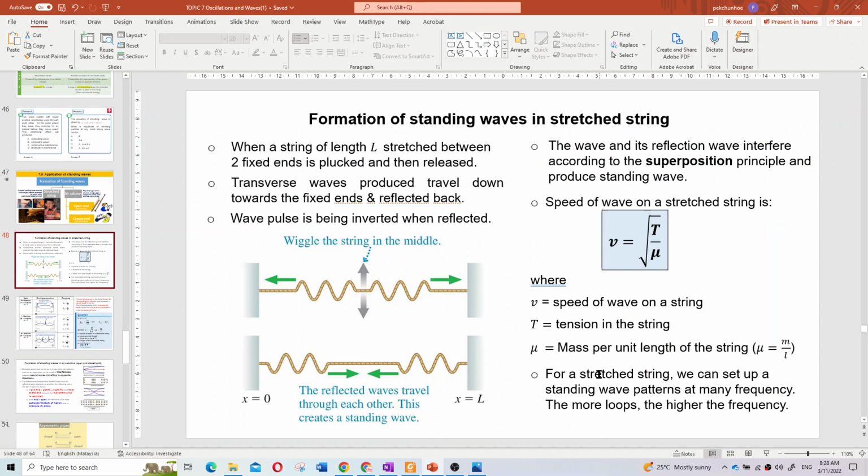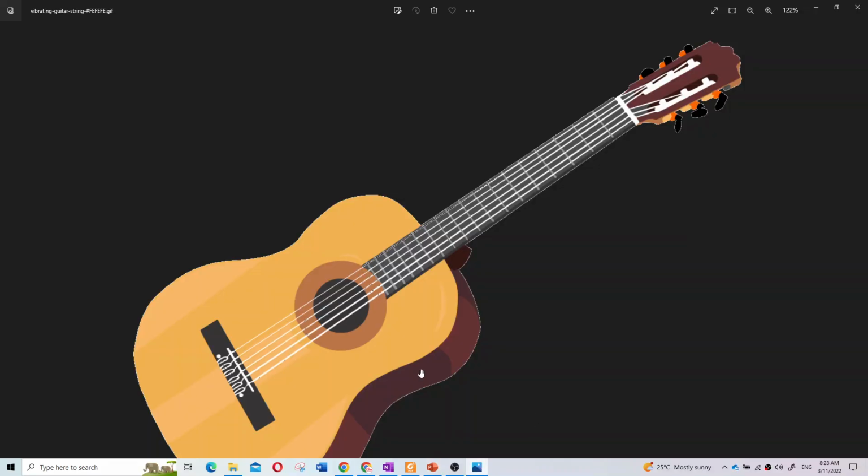Okay. So for a stretched string, we can set up a standing wave pattern at many frequencies. The more loops, the higher the frequency. More loops means what? Like this one. You see more loops, right? More loops means higher frequency. Fewer loops means longer wavelength. Longer wavelength means lower frequency. More loops means shorter wavelength, higher frequency.